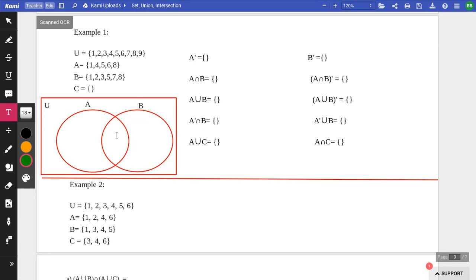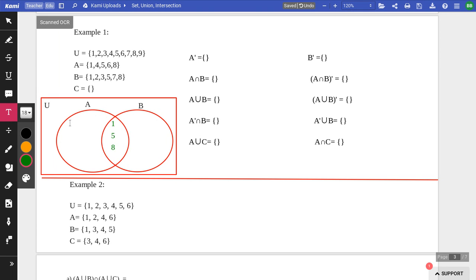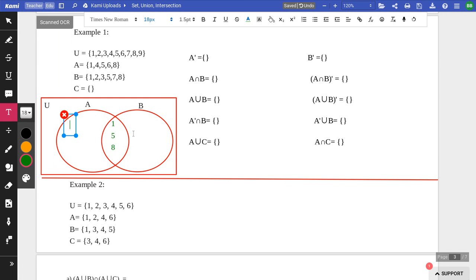So we have 1 is in both A and B. And what other numbers are included in both? 5 and 8. So we know in A we have 1, 4, 5, 6, and 8.